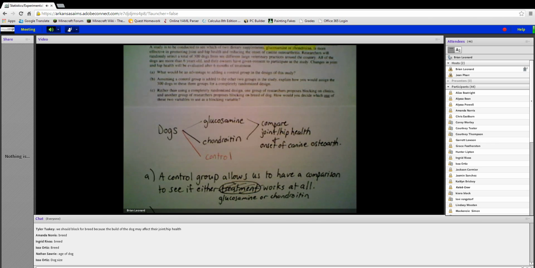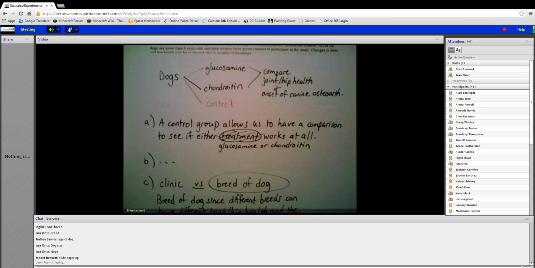Nathan, age of dog would definitely matter, you know, a 6-year-old dog versus a 10-year-old dog. Big effect. I think it's Issa, I'm guessing. I hope I'm saying that right. The dog size definitely has an effect. So, slide paper up. I'm sorry, Monet.